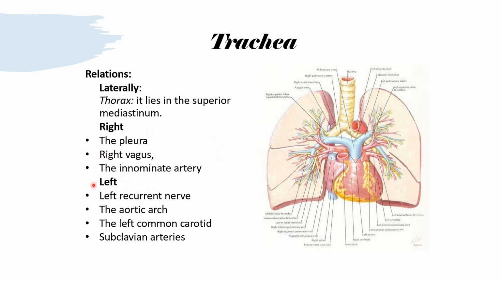And on the left side of the trachea, the structures which are related are the left recurrent laryngeal nerve, the aortic arch, as you can see in this diagram, then the left common carotid artery, which is a branch from the arch of aorta, and the subclavian arteries.